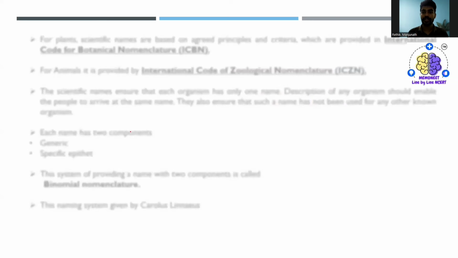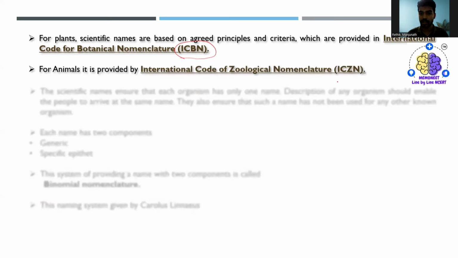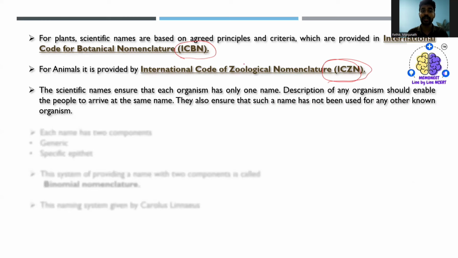What are the organizations that take care of nomenclature? We normally have two organizations, and this is very important. For plants, we have the International Code of Botanical Nomenclature, which maintains all the records as well as the procedure to name plants. For animals, we have the International Code of Zoological Nomenclature. These two organizations ensure that each organism has only one name. Wherever the organism might be present, its information and name should be one.